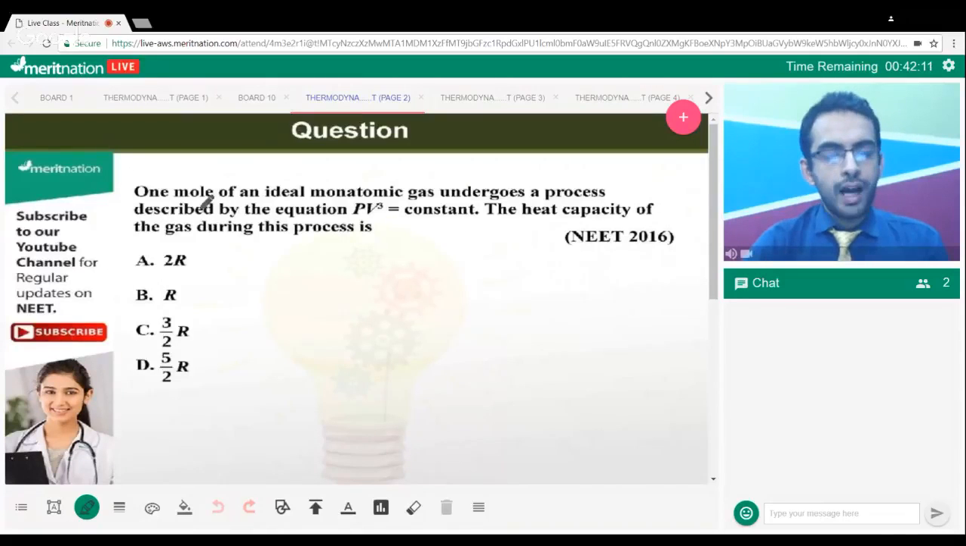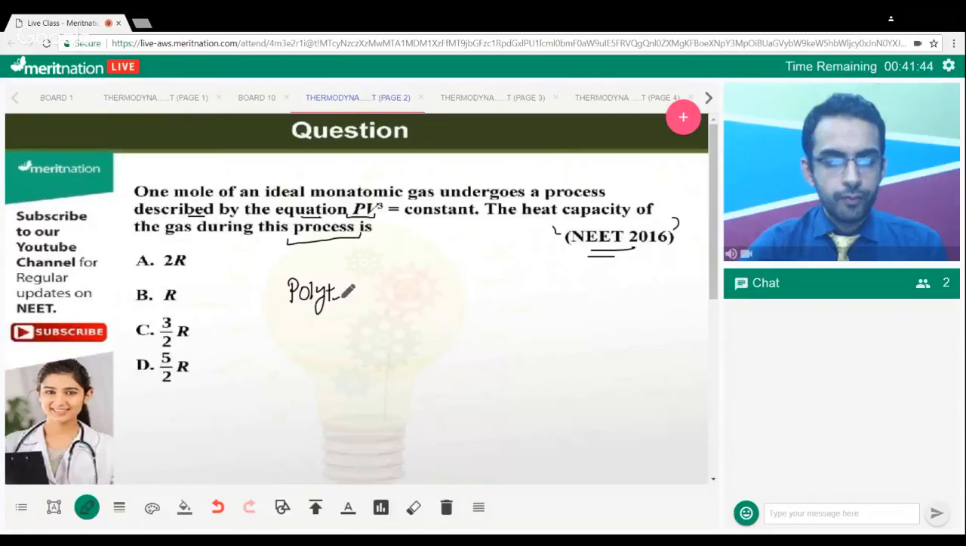1 mole of an ideal monatomic gas undergoes a process described by the equation PV raised to power 3 is equal to constant. The heat capacity of the gas during this process. So dear students, this is the question that came in NEET 2016. And what type of process is this? It's basically a polytropic process.